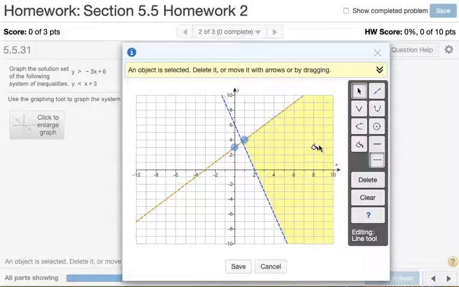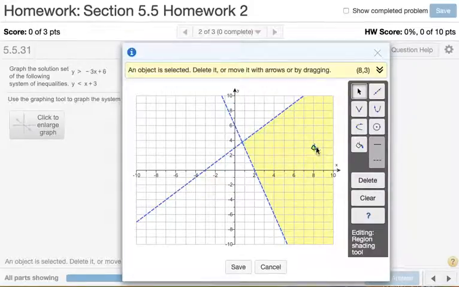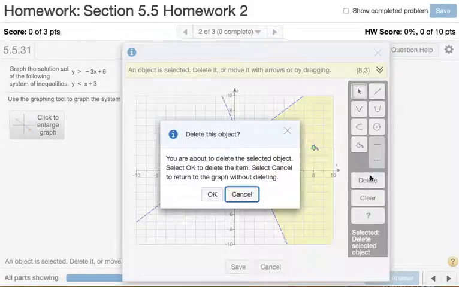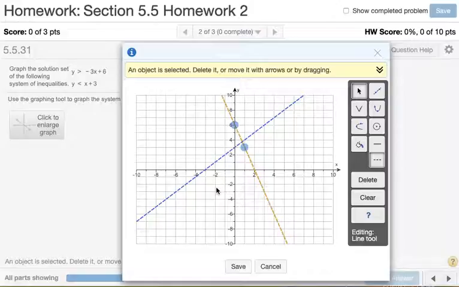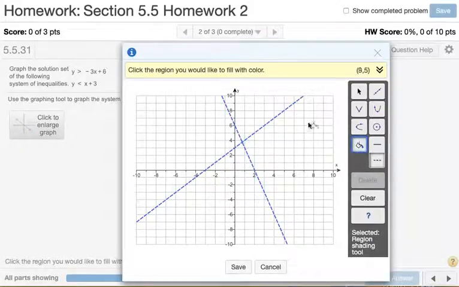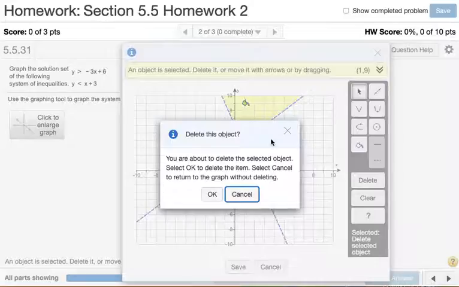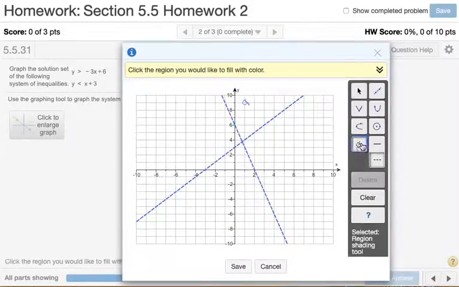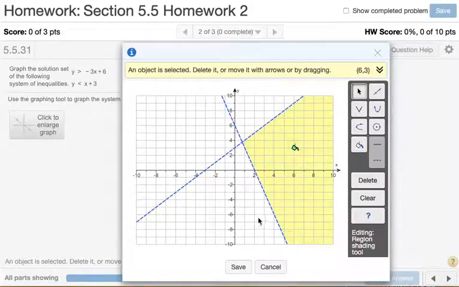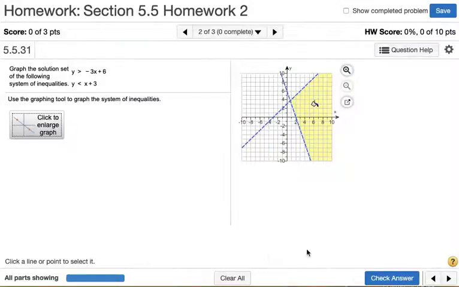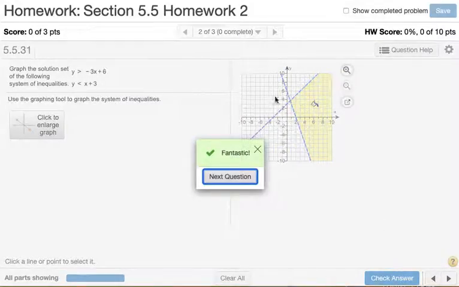If I wanted to switch it, if I wanted this to be the shaded area up here, then all I have to do is click on the paint can to select it, and then click delete. That will delete the paint can but leave my lines there, so I don't have to completely start over. Now I can click on the paint can again and put it where I want it to be. So if I wanted it to be up there, I could put it up there. I'm going to put it back where I had it because that was the correct shaded area, and then click save and then check my answer, and that is correct.